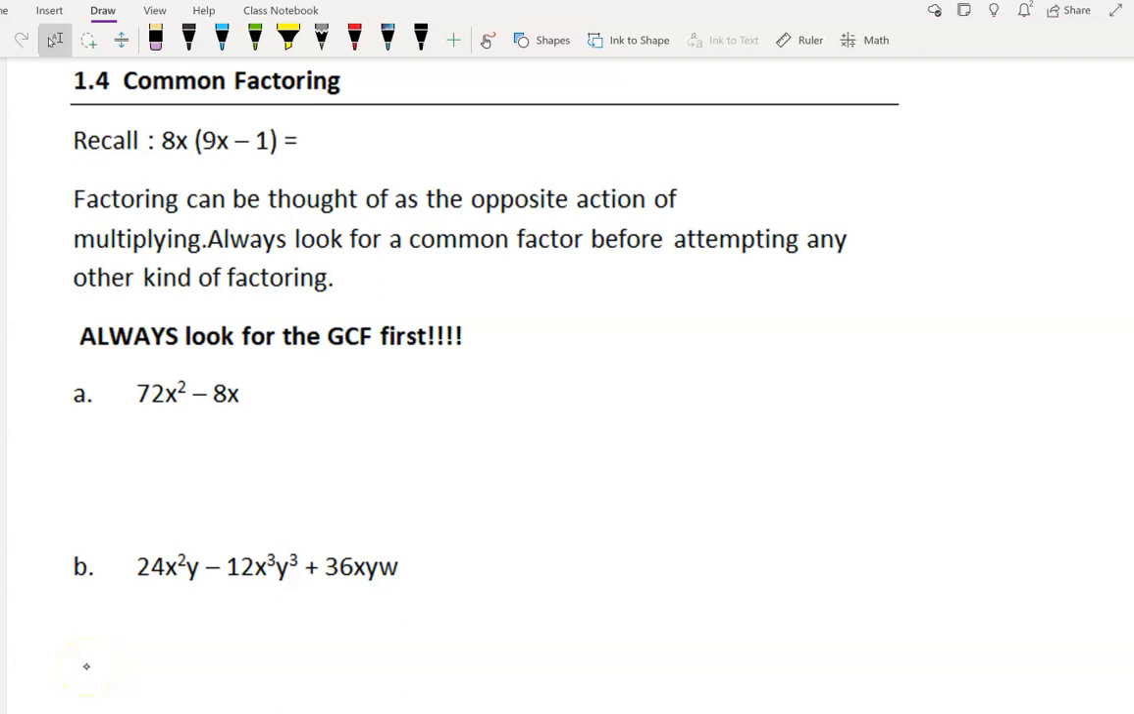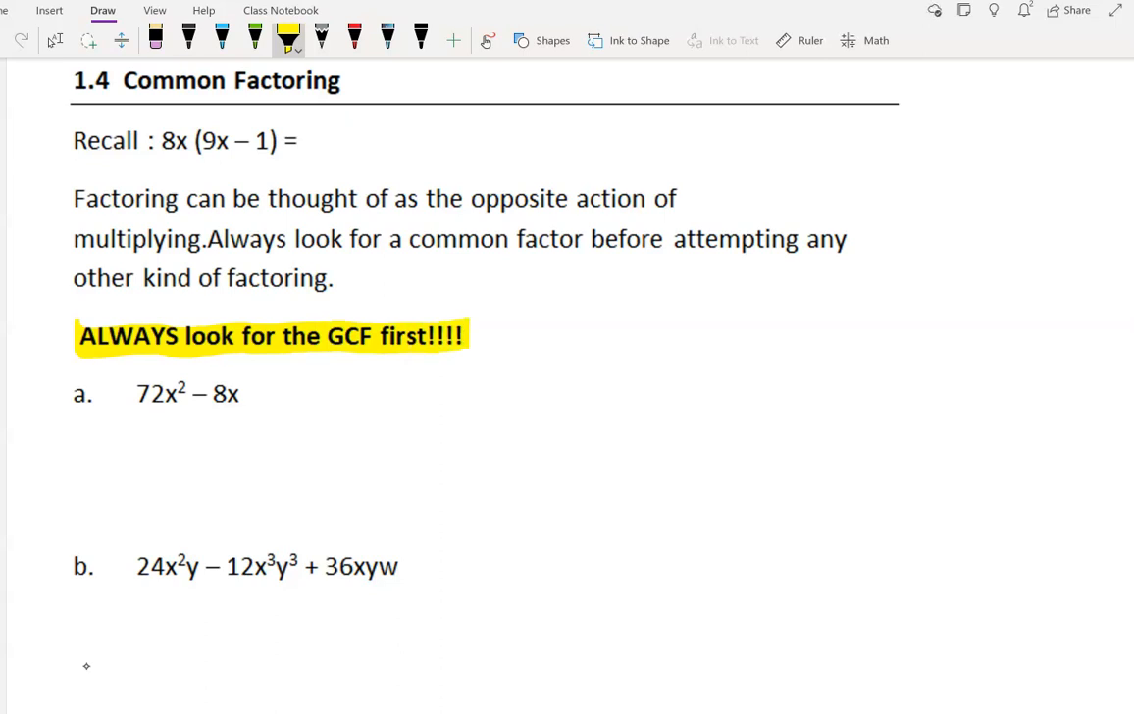Okay, this is our first lesson in common factoring. We're going to learn how to factor several different ways. Common factoring is the one that you should always try to do first. Always, and I've got that highlighted here, always look for the greatest common factor first.